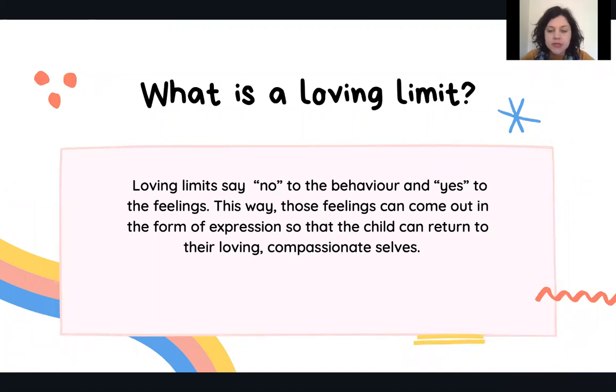A loving limit is a way to say no to the behaviour, but yes to the feeling. So we're acknowledging the feeling, but we're not accepting the behaviour. And by doing this, we're allowing children's feelings to come out and to be expressed. And once they've been able to express their feelings in any way they wish, then they will be able to return to their loving, compassionate selves.